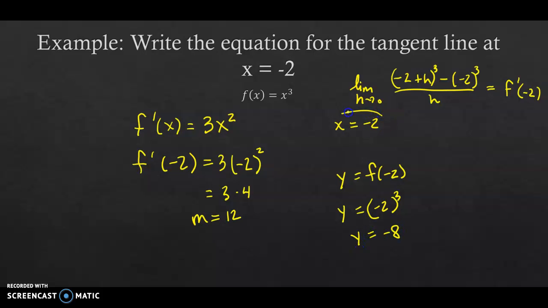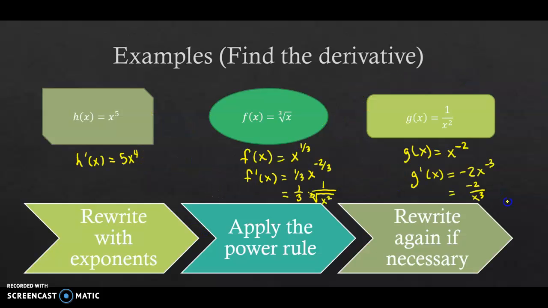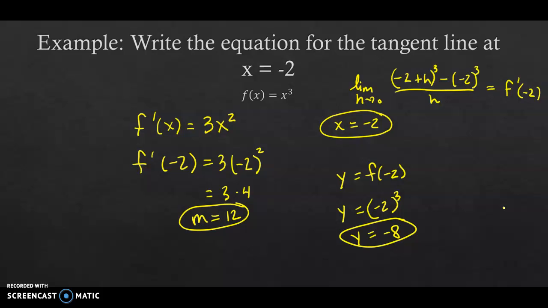So now I have the three things I need, the x-coordinate, the y-coordinate, and the slope. So the equation for the tangent line is going to be y equals 12 times x plus 2 minus 8. Remember, you can stop there unless somebody tells you you have to do more work than that, or if it's multiple choice and you have to match a multiple choice answer. All right, this is the power rule. It's a powerful derivative shortcut.